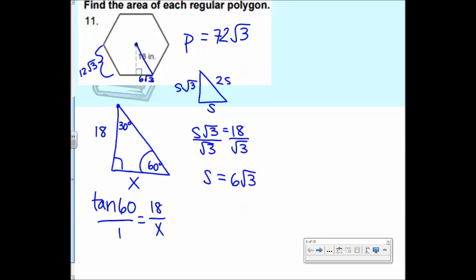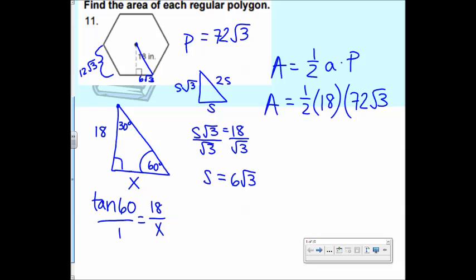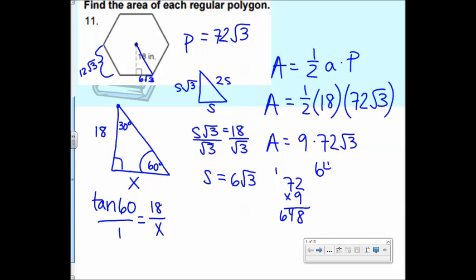triangle. Okay, so if that's our perimeter, this is our, what's that A word again? Kind of sounds like apostle, but apothem. It's the apothem. And the formula is area equals 1/2 apothem times perimeter. So in this case, area equals 1/2 18 times 72 root 3. So what's 1/2 of 18? 9. So we're going to do 9 times 72 root 3. 72 times 9 is 648. So the whole thing is 648 root 3.